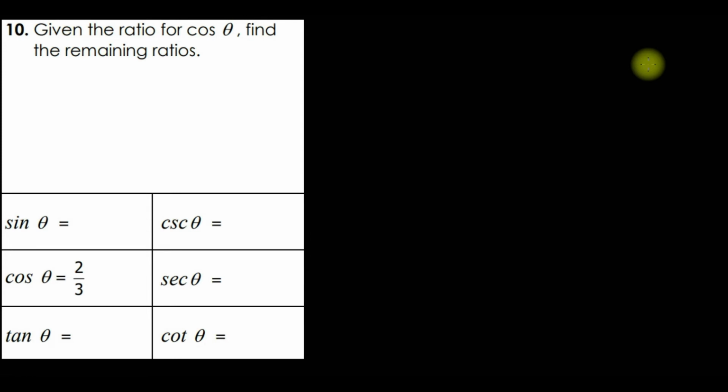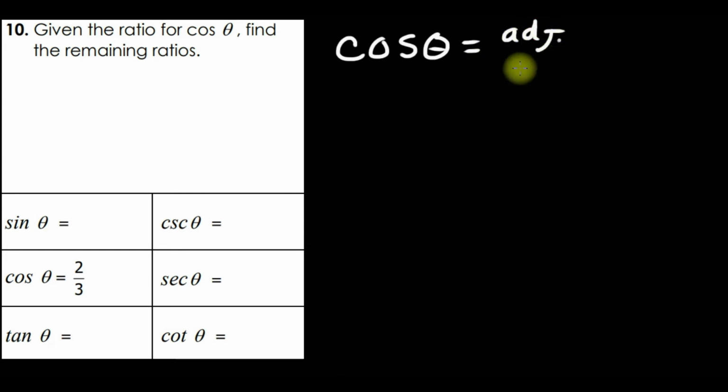So let's take a look at an example here. Here you're given the ratio for cosine theta, and you need to find the remaining ratios. The ratio for cosine theta is adjacent over hypotenuse. It's given to you, it's 2 over 3, as you can see. So 2 is the adjacent side, and 3 is the hypotenuse.